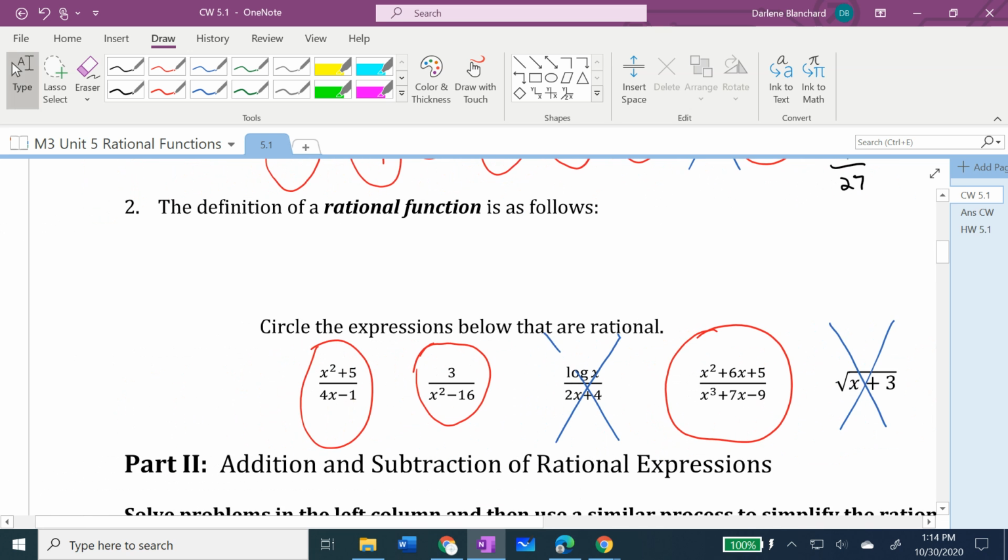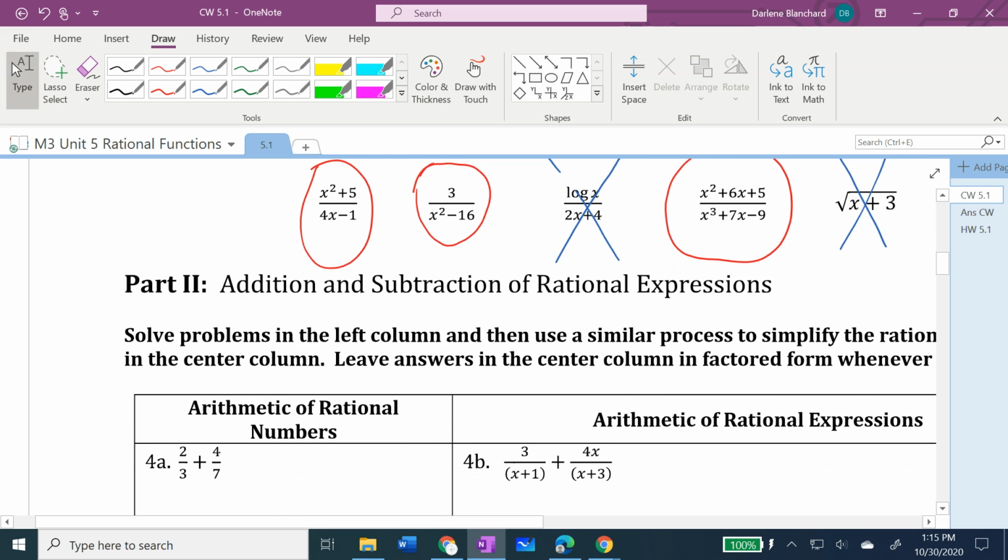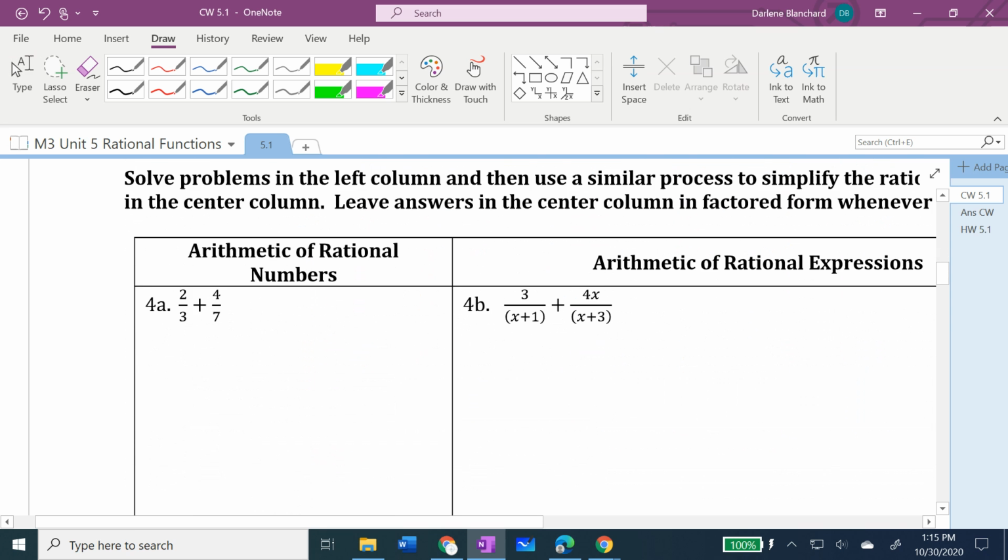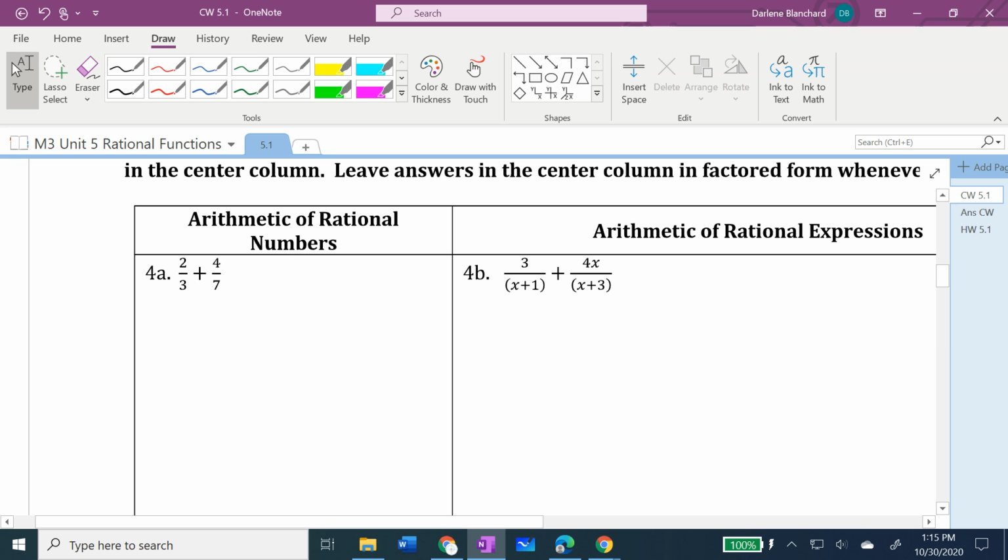Now, are you ready for the fun addition and subtraction? Woo! Let's start with how you do it with a pair of rational numbers. I want to point out to you that this problem right here, if you look at the denominator, do you see that the 7 and 3 have no common factors at all? And the only way to add those together is to literally multiply them by each other's denominator.